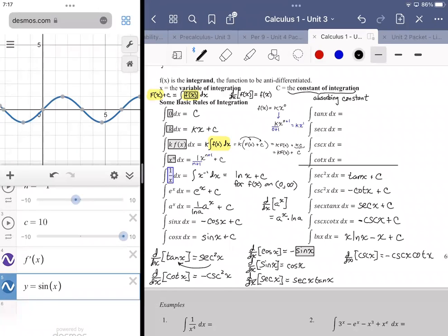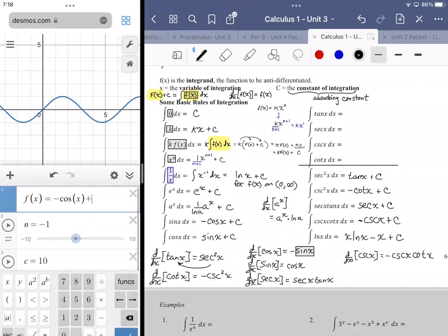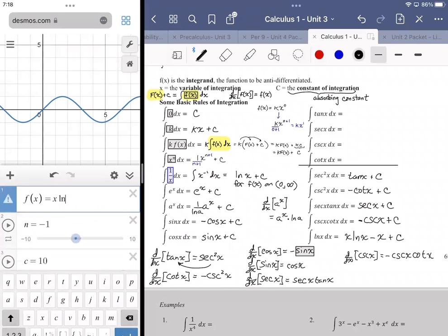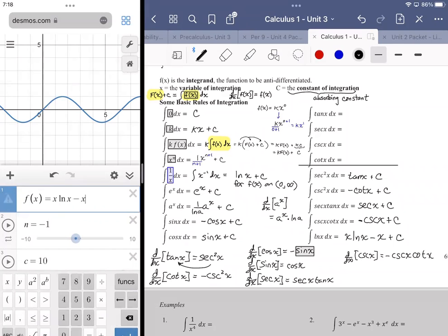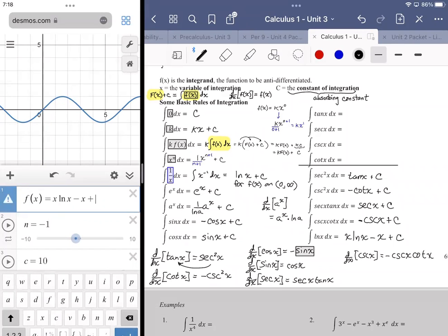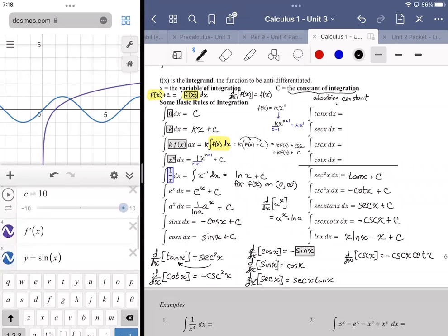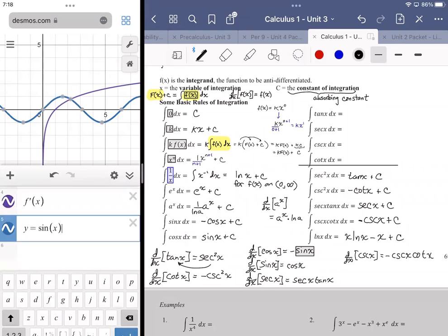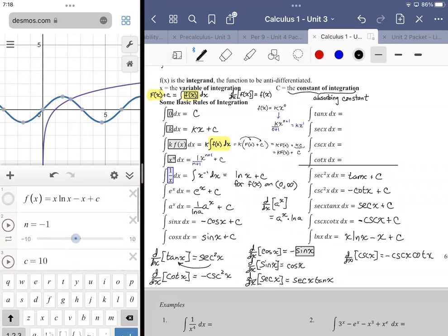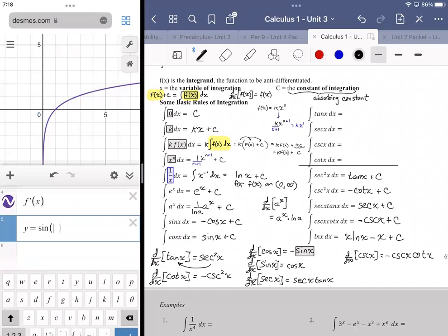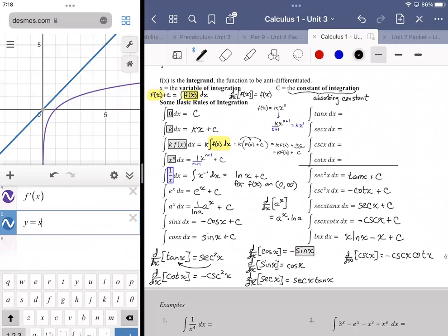All right. And that one, the best I can do at this point is a little bit of a justification, not a proof. I could prove it with the product rule, but it's more of a Calc 2 sort of thing, right? For now, we just want to know the rule. So the original function x ln x minus x plus c should have a derivative of the natural log of x.